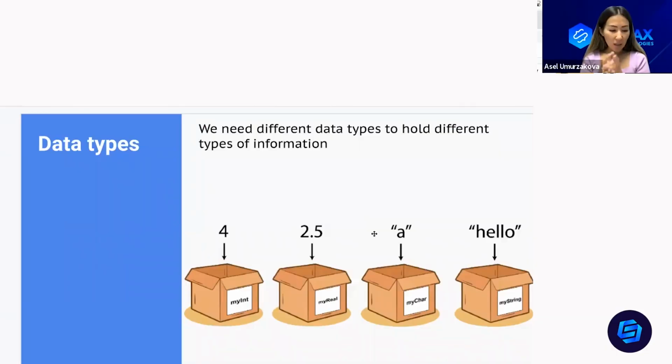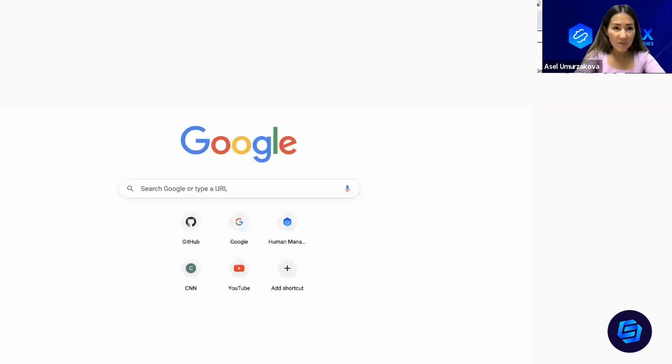So in any coding or software development you do, you have to deal with different types of information, different types of data. For example, let me see where our website is.